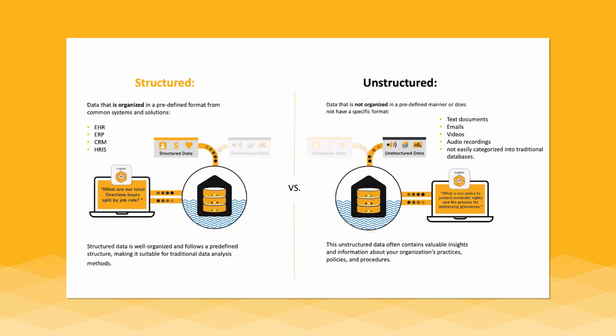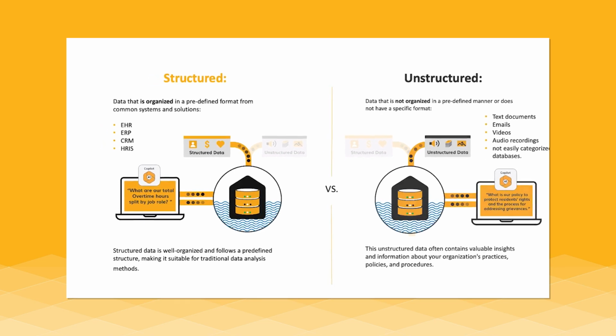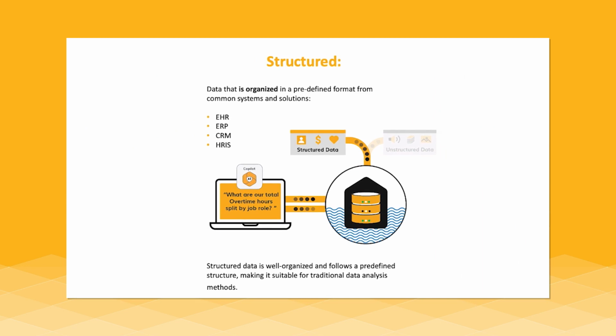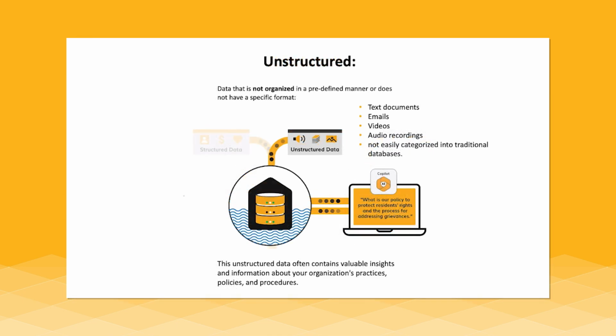There's two main types of data that we work with. First one being structured data. This is data that's organized in a predefined format and from your common systems and solutions. With this type of structured data, you can ask questions like, what are our total overtime hours split by job role? Unstructured data is the opposite. It's data that's not organized in a predefined way.